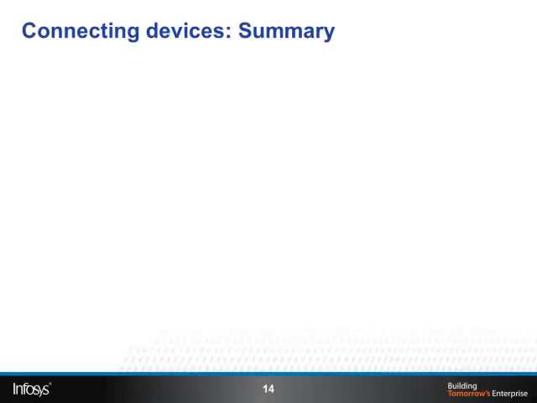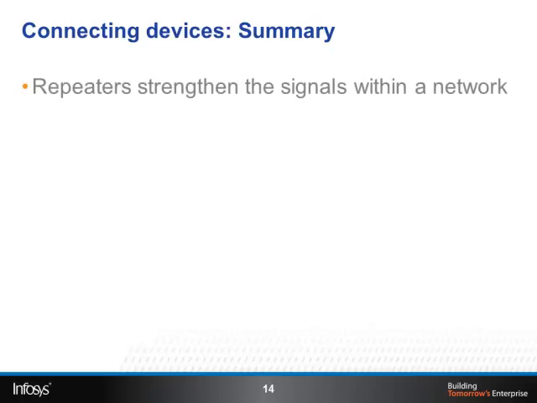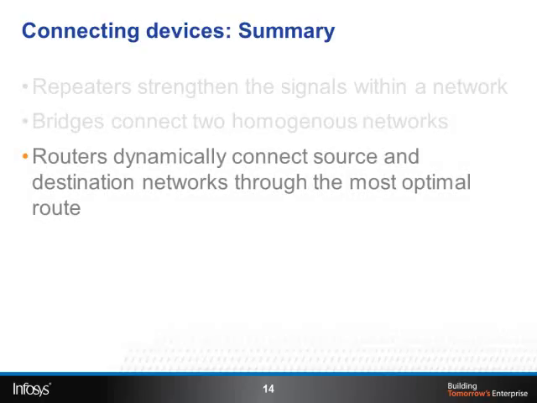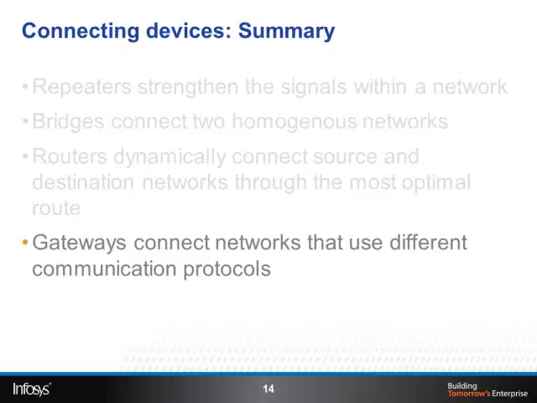In this session, we learned the different connecting devices. We can use repeaters to increase the strength of signals within a network. Repeater is a connecting device within a network. Using bridges, we can connect two networks that are homogeneous. It is also used to break the larger network into smaller segments. Router is an interconnecting device that can connect two different networks through the most optimal route using a routing table. Gateways are devices using which we can connect two dissimilar networks that use different communication protocols.